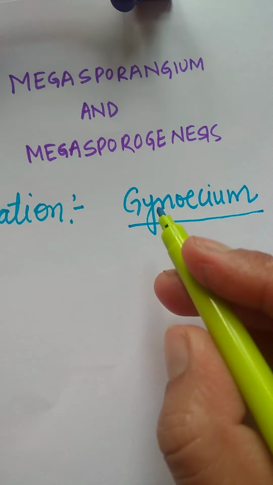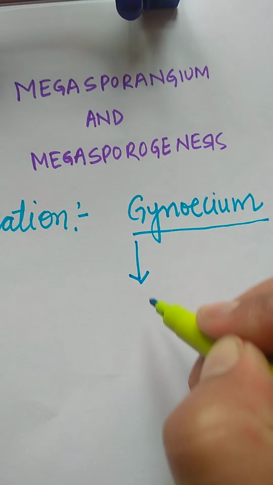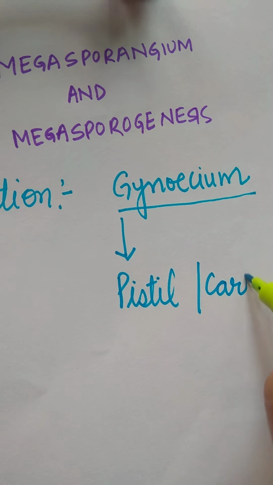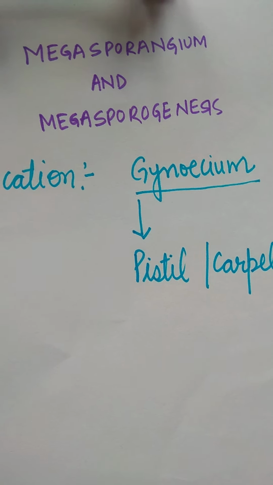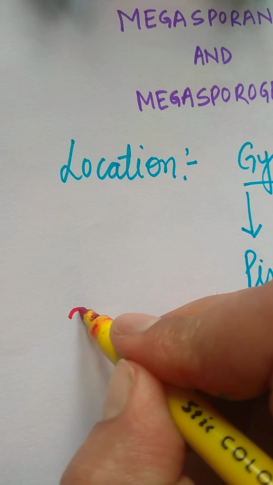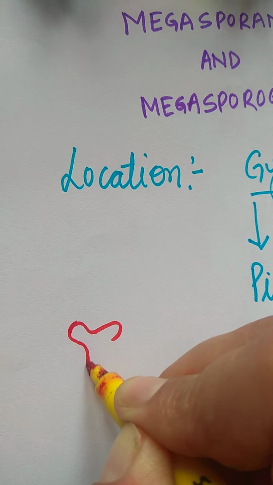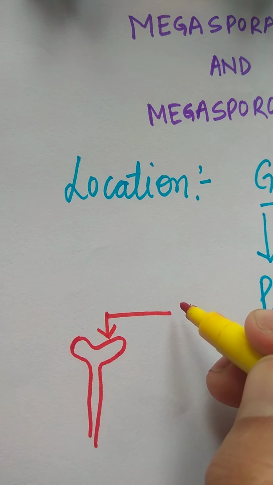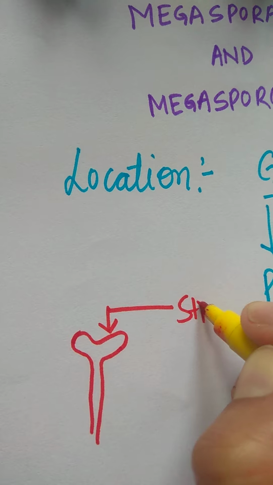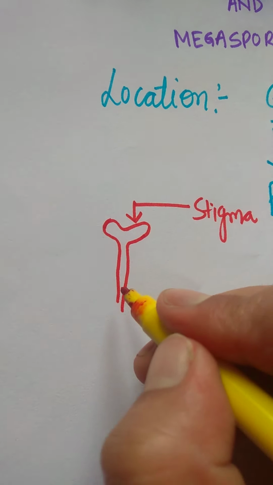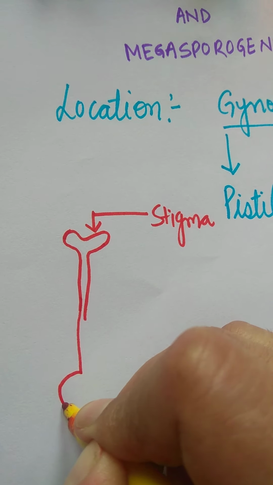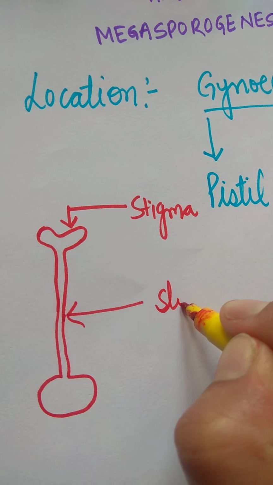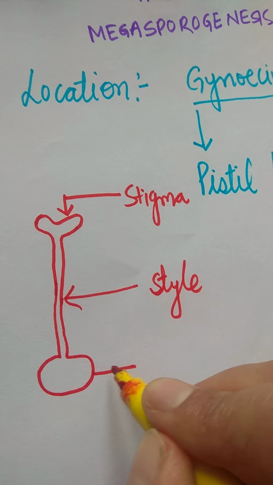And gynoecium can have one or many structures which are known as pistil or carpel. So if we look at the structure of a pistil or a carpel, it has three parts. The first portion is known as stigma, which is the landing part of pollen grains during pollination. After stigma, we have a tubular structure called style, and then at the end we have a bulged out portion which is known as ovary. This is style and this is ovary.